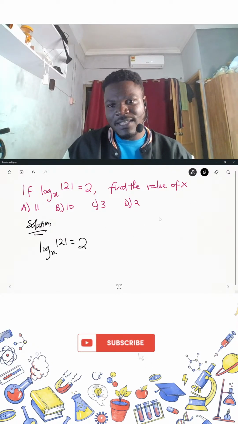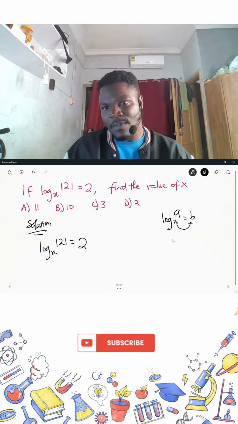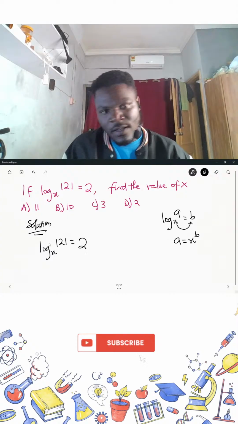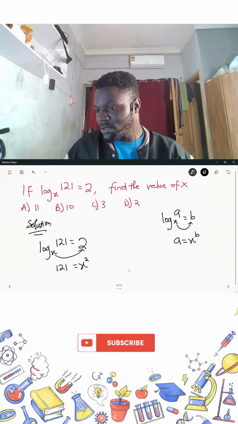But for now, like I said, when we have, let's say, log base a of x is equal to b, to get rid of the log over here, we'll raise the base to the power b. So this becomes x is equal to a raised to the power b. So from here, we have 121 here, and this will be equal to x raised to the power 2.